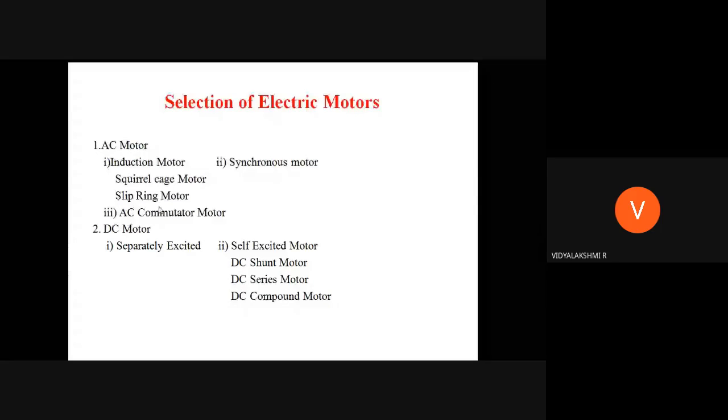A squirrel cage induction motor is the least expensive of all motors. Compared to other motors, I can refer to the squirrel cage induction motor as least expensive, with the least cost compared to all types of motor. Please note down the hints. For the squirrel cage induction motor, you should write least expensive. And then it is robust in construction and maintenance free.